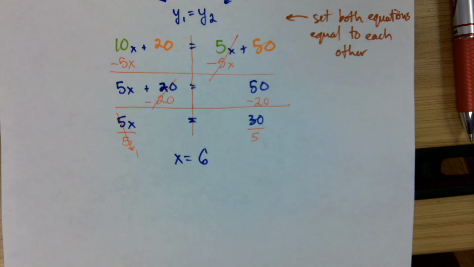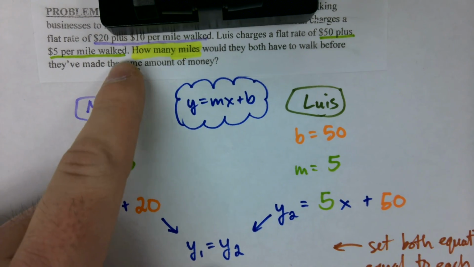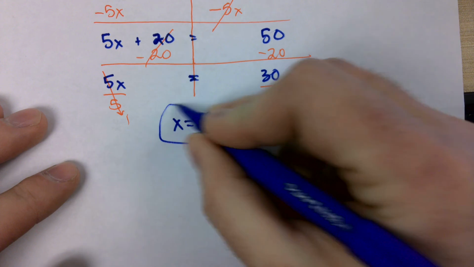6 what though? 6 dogs? 6 walks? 6 miles. Exactly. We take a look back. We were looking for how many miles they'd have to walk. So our answer is going to be 6 miles.